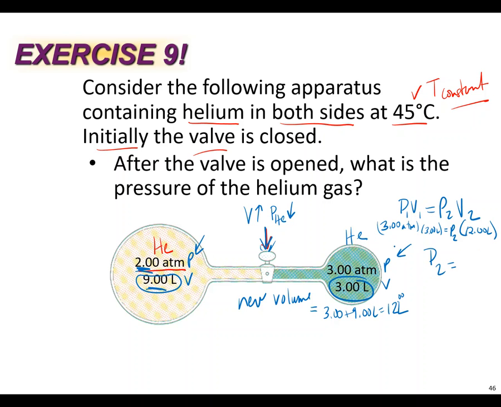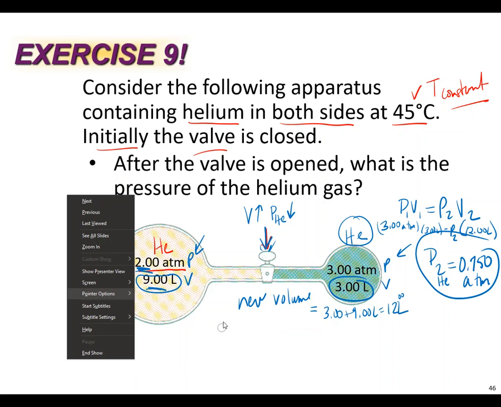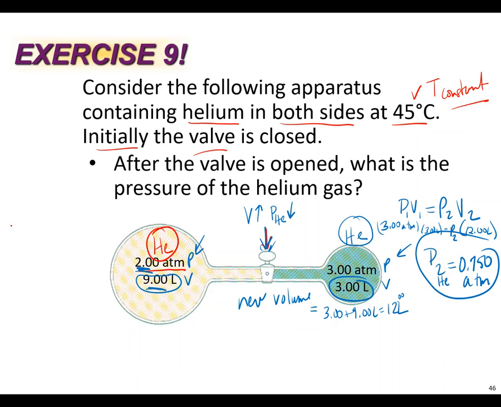So my new partial pressure of the helium over on this side, which I'm calling the blue helium, is going to be 9 divided by 12, because 3 times 3 is 9. So this is 0.750 atm. This is the new partial pressure of this blue helium on this side. Over here, though, let's take a look. Let's do the red helium side. Same deal, though. I have to figure out the new partial pressure because it's starting out at 2 atm and 9 liters, and we're going to increase the volume to 12.